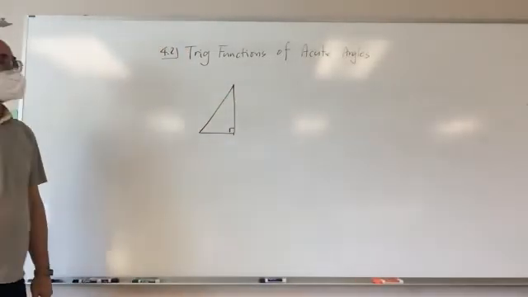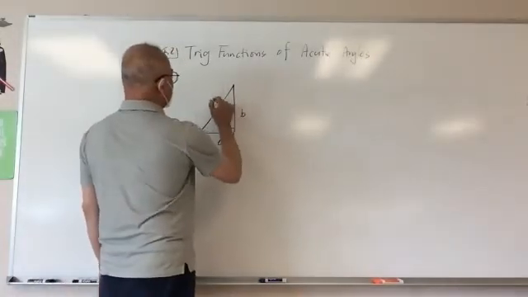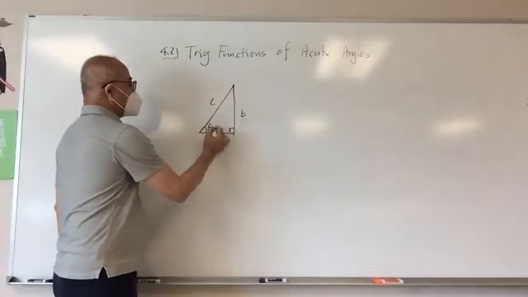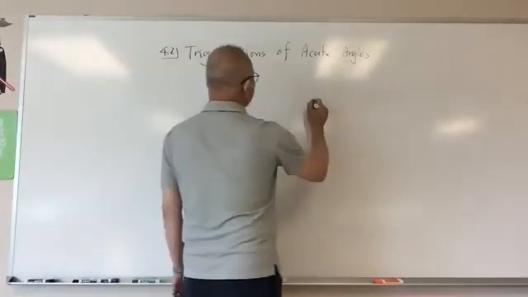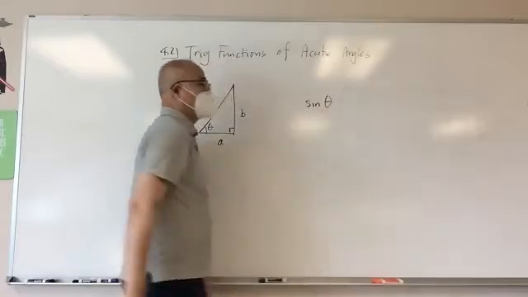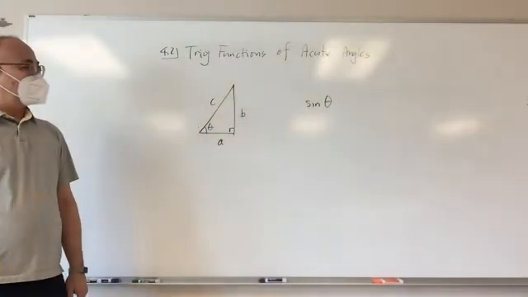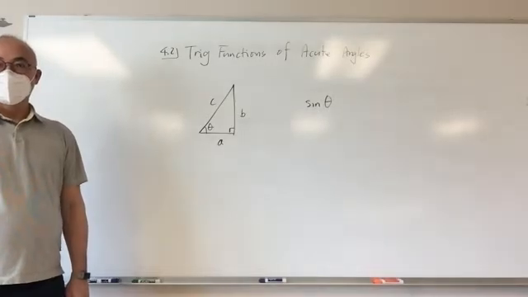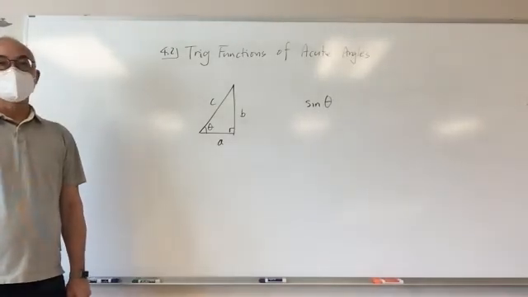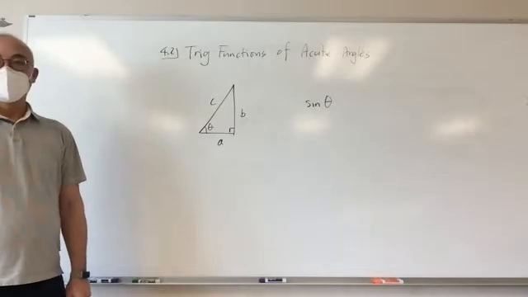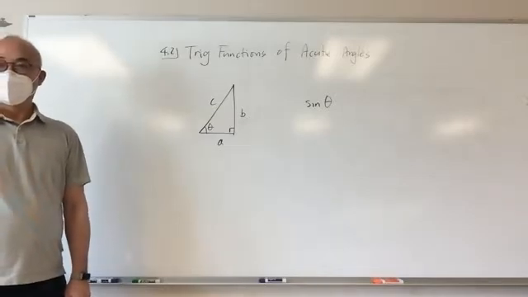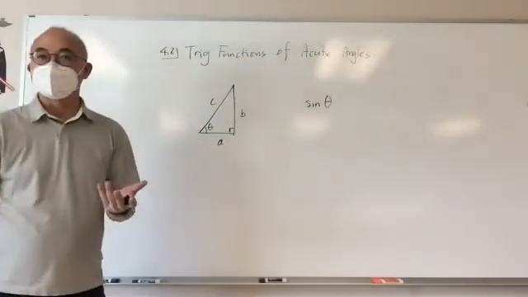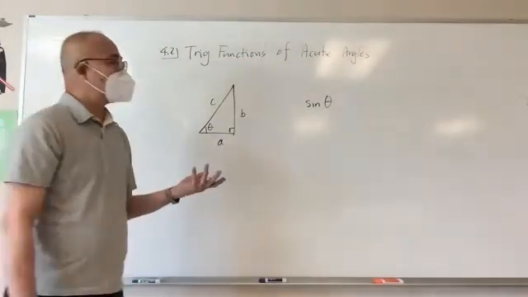An angle that looks like this, and the sides are A, B, C, and this angle we're going to call theta. What is sine theta? B over C. Is that correct? It's opposite over hypotenuse. You guys learned it as SOHCAHTOA, is that correct? Yeah, long time ago.